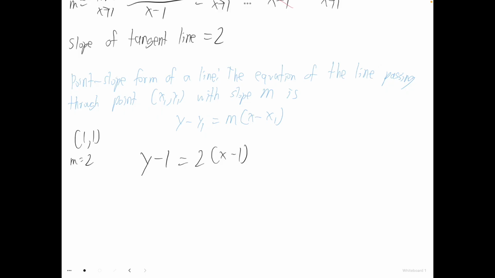We normally like to write lines, though, in what's called slope-intercept form, which is just y equals something else. So we're going to rewrite this. y minus 1 equals 2x minus 2. We're going to add 1 to both sides, and so we get y equals 2x minus 1. And so our tangent line to the parabola y equals x squared at the point 1, 1 is the line 2x minus 1.